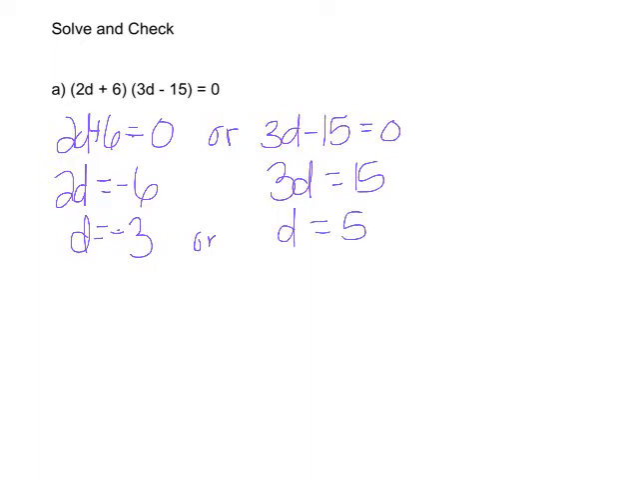d could equal 5. And when I check that, all I'm going to do is put each number in for d. So when I substitute negative 3 in for d, I'm going to get 0. And when I substitute in 5 for d, I'm also going to get 0. So both of those actually work.